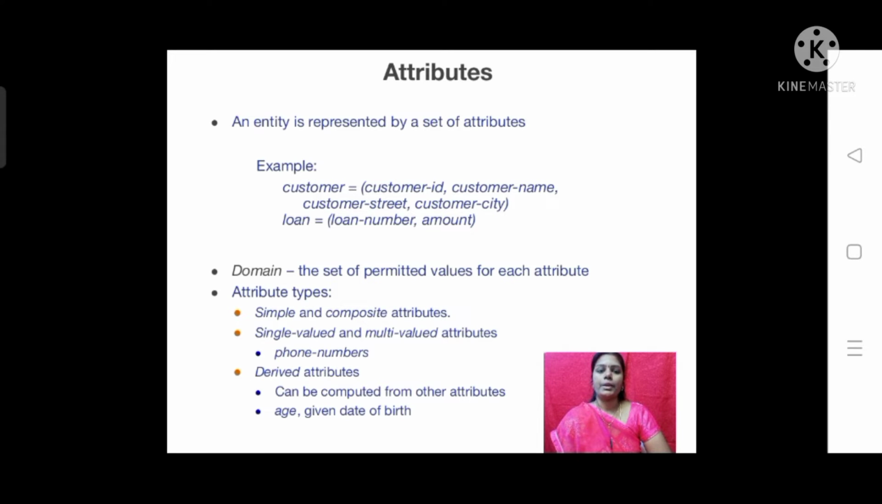Single-valued and multi-valued attributes. For example, we can take the phone number. The phone number can be multi-valued. A single person may have one or more phone numbers. Derived attributes. What is a derived attribute? The age can be a derived attribute. From the date of birth, the age can be identified. Hence, it's a derived attribute.